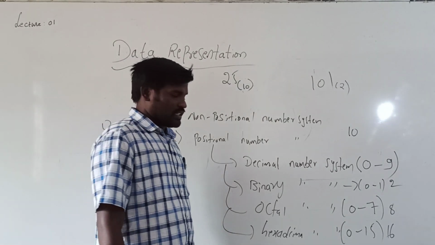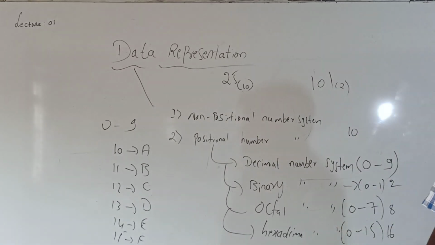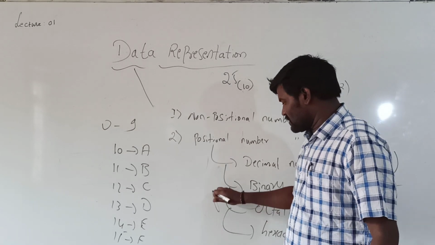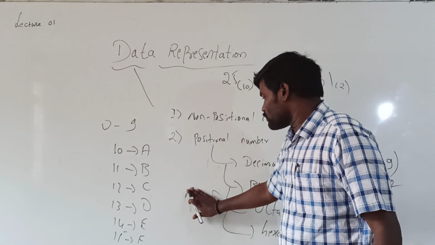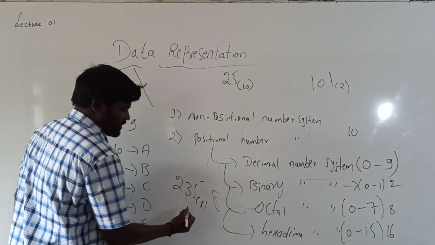Octal number system consists of 0 to 7. 0 to 7 means 8. The base of the octal number system is 8. And the example for octal number system is 235 to the base 8.